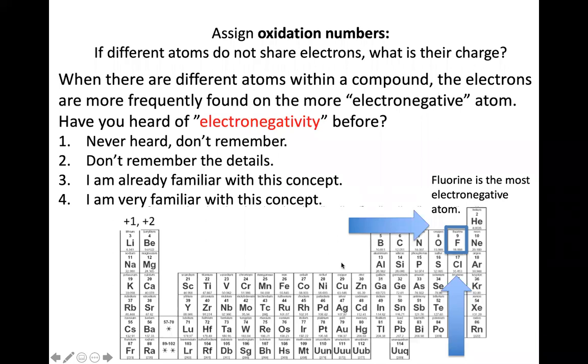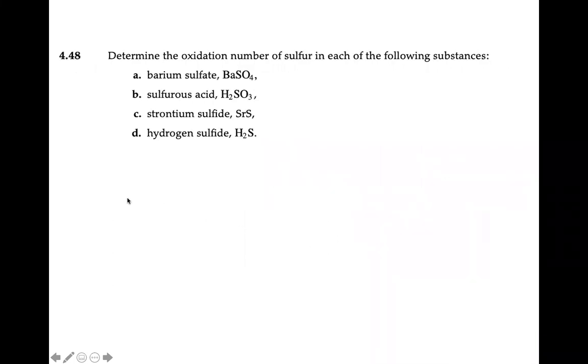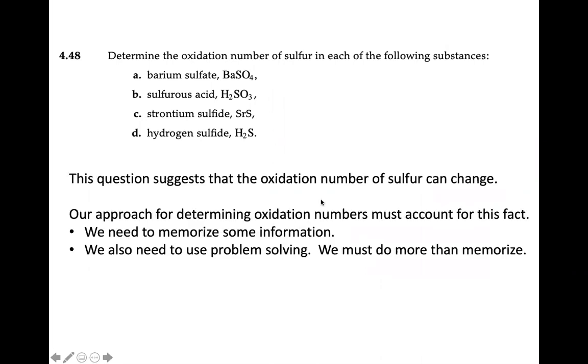Let me show you what I mean here. First of all, here's the question: determine the oxidation number of sulfur in each of these different substances. One observation: the oxidation number of sulfur must be able to change, because I'm being asked to assign what it would be in these different substances. So we're going to need a strategy to determine what it would be for sulfur in these different examples.